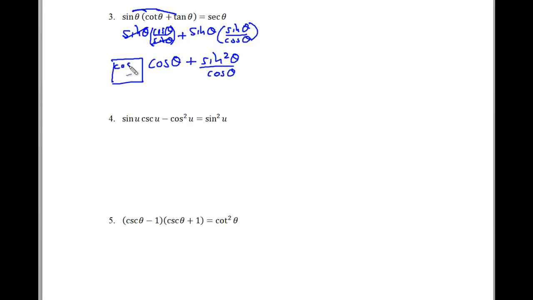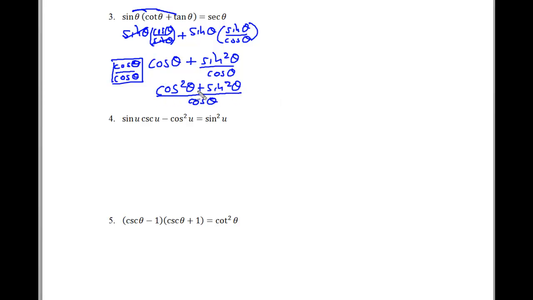I think that's going to be a lot of your work in this section, just doing some experimentation to try to figure out, well, what can I get? If I do this, it's going to give me cosine squared theta in the numerator plus sine squared theta in the numerator, all over cosine of theta.